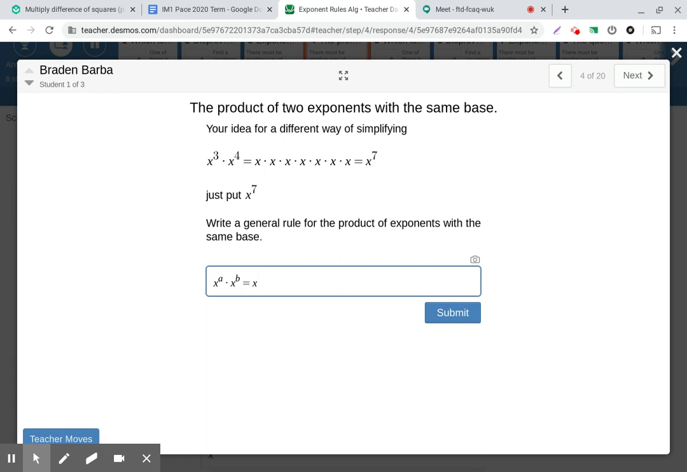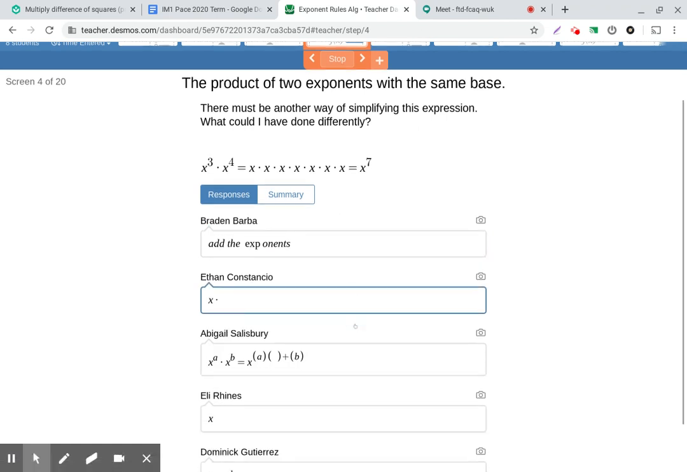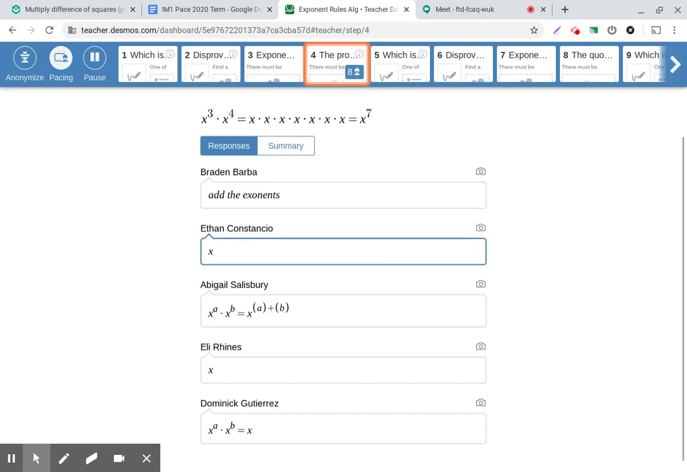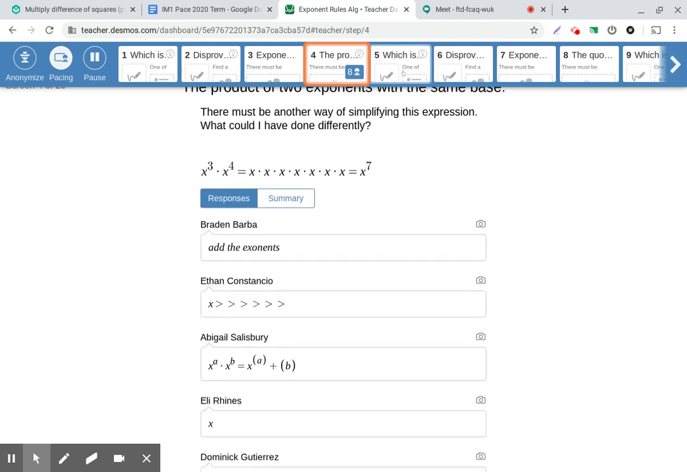Parentheses, a plus b, right? So whatever a is and whatever b is. So that's the general rule. You add the exponents if the bases are the same. Good job. Add the exponents, and then make sure to say the base has to be the same.